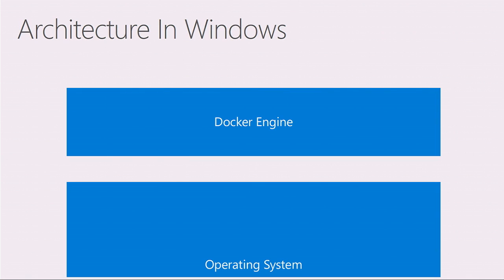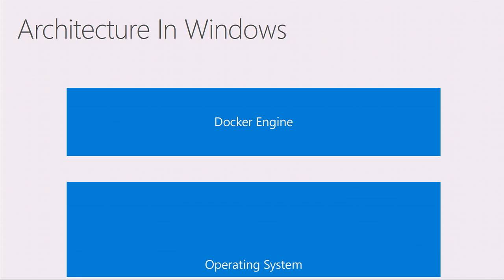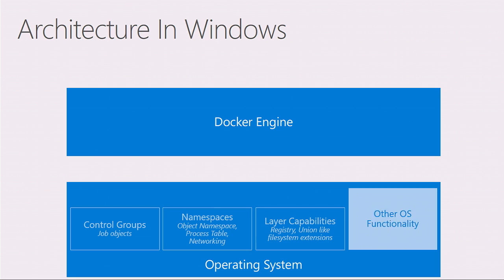Okay, so enough with Linux. Let's talk a little bit about Windows. What does this look like in Windows? Again, we've got our operating system and we've got the Docker engine. In Windows, we also have control groups. We call them job objects. We've had job objects for a number of years. They serve many of the same purposes, but they didn't have all the capabilities that cgroups did. So we've been making job objects a little more robust, but we've had the same kind of construct.